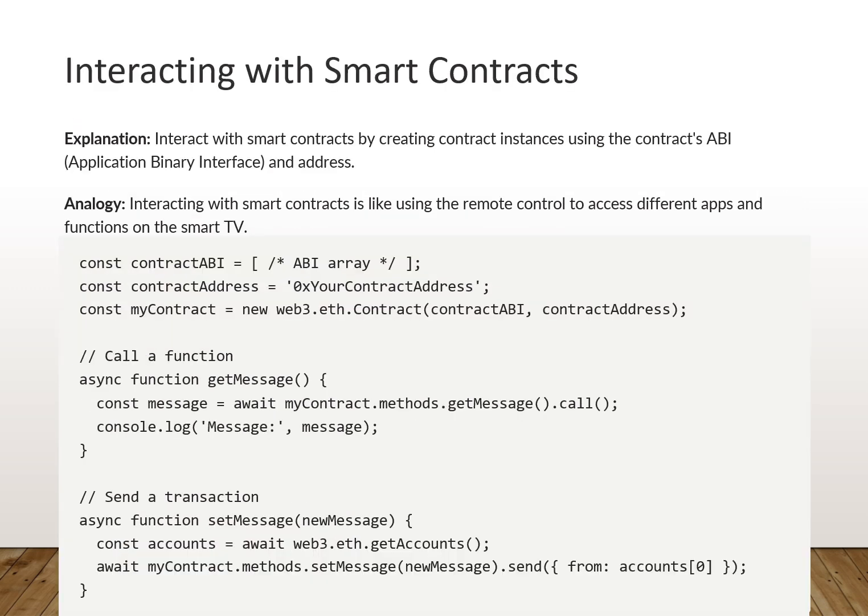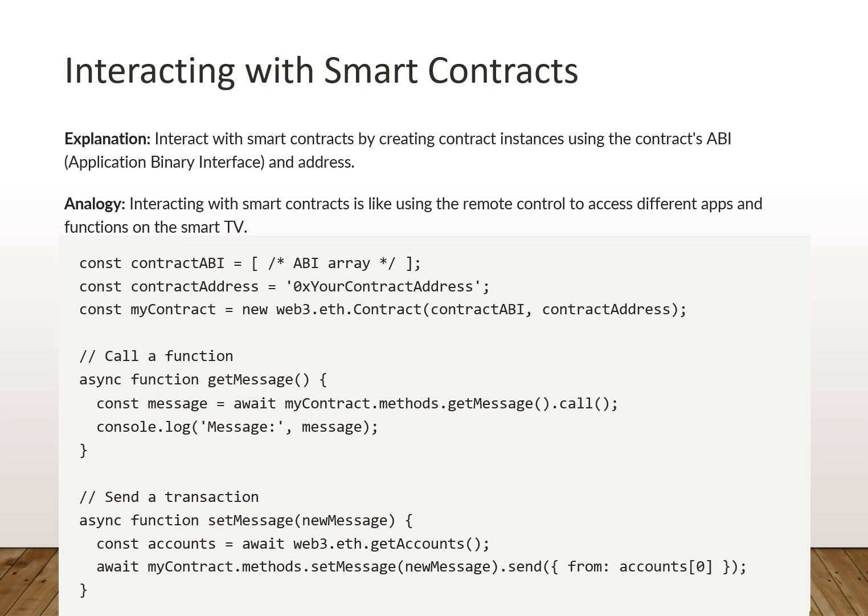Interacting with smart contracts involves creating contract instances using the contract's ABI, application binary interface, and address. It's like using the remote control to access different apps and functions on the smart TV. You can see the example code. I'll explain this code to you.